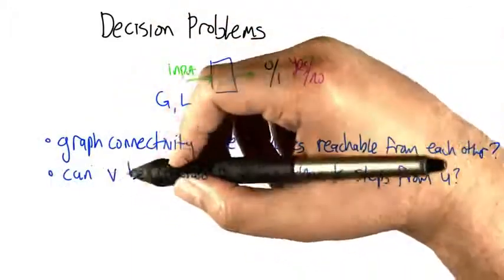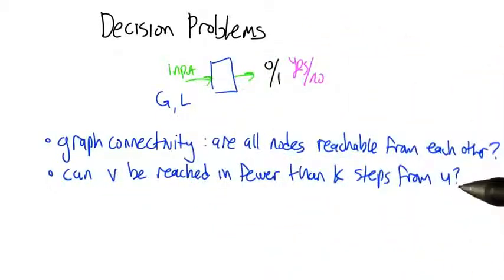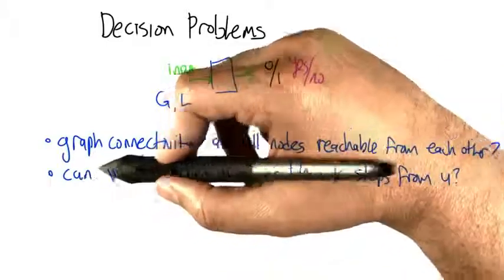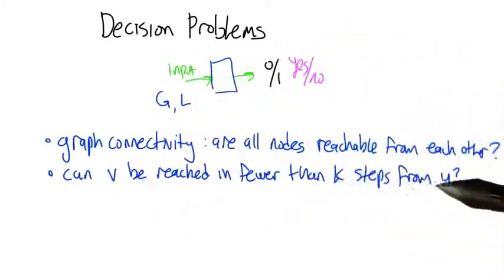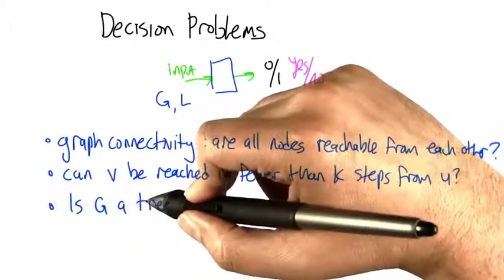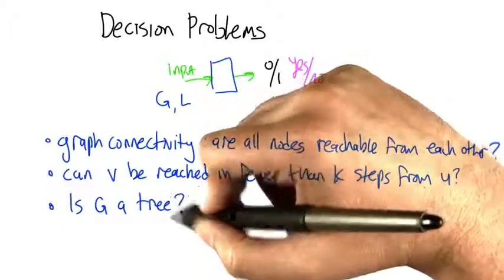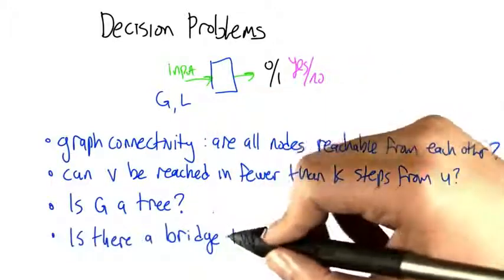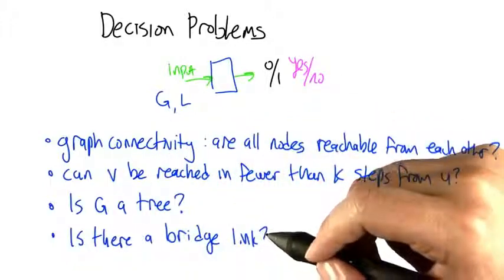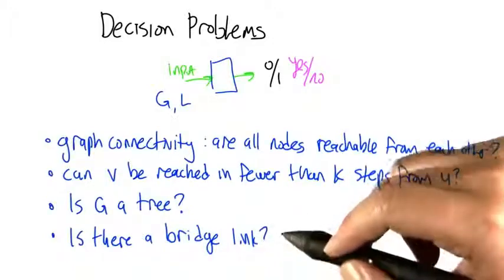Here's another example. If I give you a graph and a node V and a node U and a number K, those are the inputs, the question is, can V be reached in fewer than K steps from U? Another question is, given a graph, is it a tree, yes or no? For it to be a tree, it needs to be connected and not have any cycles in it, no loops. Another decision problem is, given a graph, is there a bridge link somewhere in the graph, an edge that if it gets removed, separates the graph into two separate pieces?